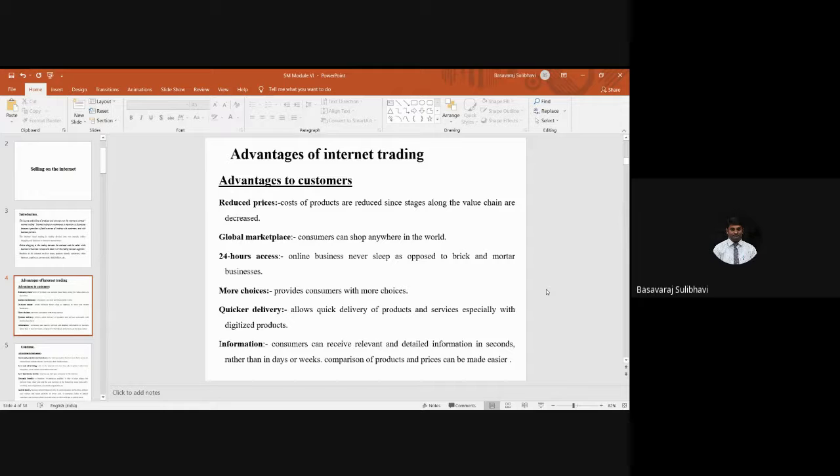Okay, and also a very competitive price which is going to be received by the customers due to this advantage. So reduced price happens because of the cost reduction, which is going to be directly related to the reduction in the stages of the value chain in reaching the customers. Fine. Then global marketplace, where a consumer can shop anywhere in the world, right?